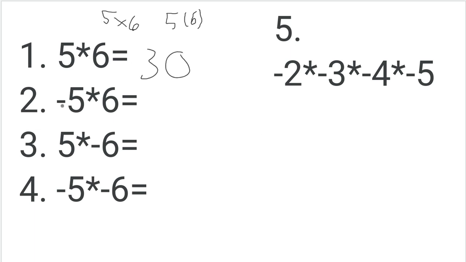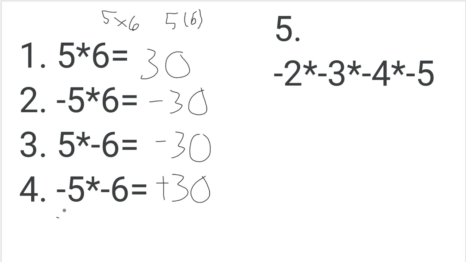But now we have a negative symbol. Anytime we have a negative times a positive, we're going to finish with a negative. Next, still only one positive and one negative. If I have one of each, my final answer is negative. However, if I have two negatives, I'm going to finish with the positive.